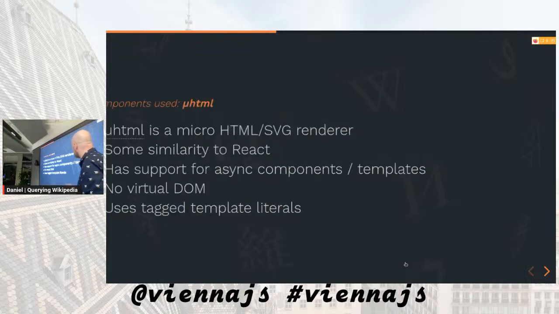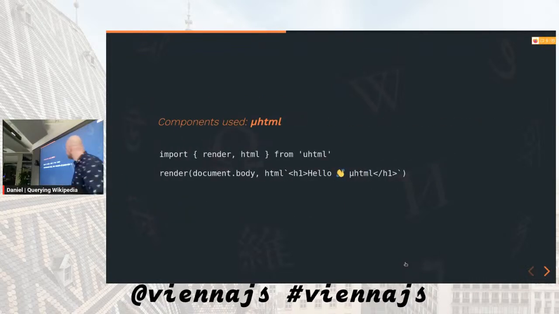How does that look like? Well, it looks a bit like this. You import a render function and an HTML function, and you just tell the render function where it should render and what it should render. And this can be your whole app, just like React, can be inside this thing, separated over multiple files, of course, and including asynchronous parts.